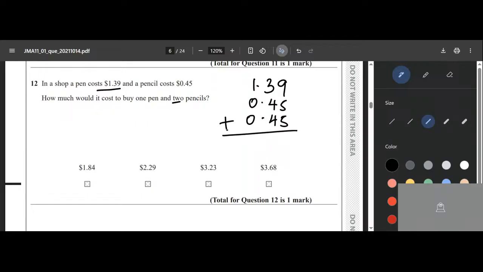It means we add. So I have 9 plus 5 plus 5. This is 19. I write 9, I carry 1. 1 plus 3 plus 4 plus 4, 12. I write 2, I carry 1. Then here I have 2. Therefore, the right answer is supposed to be the second choice.